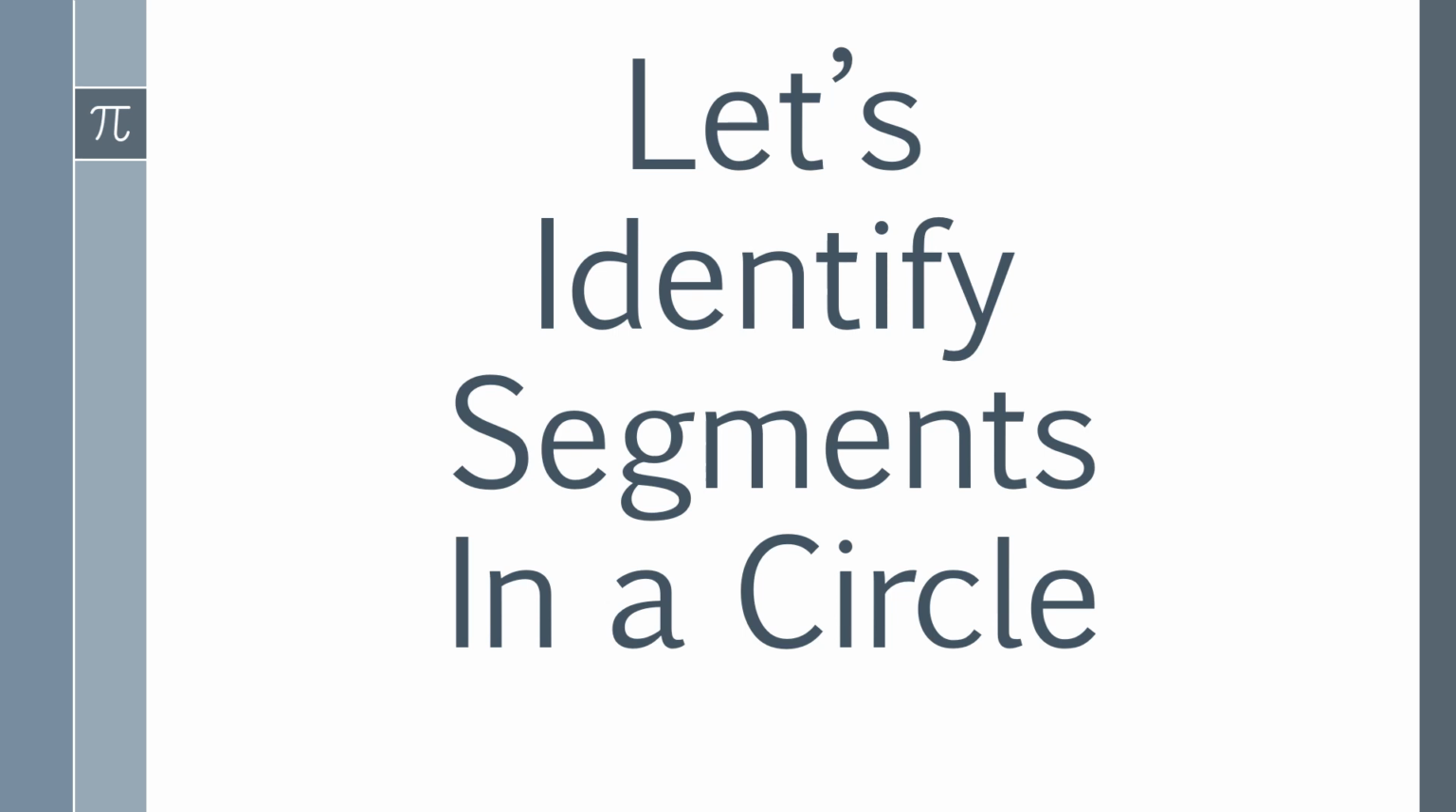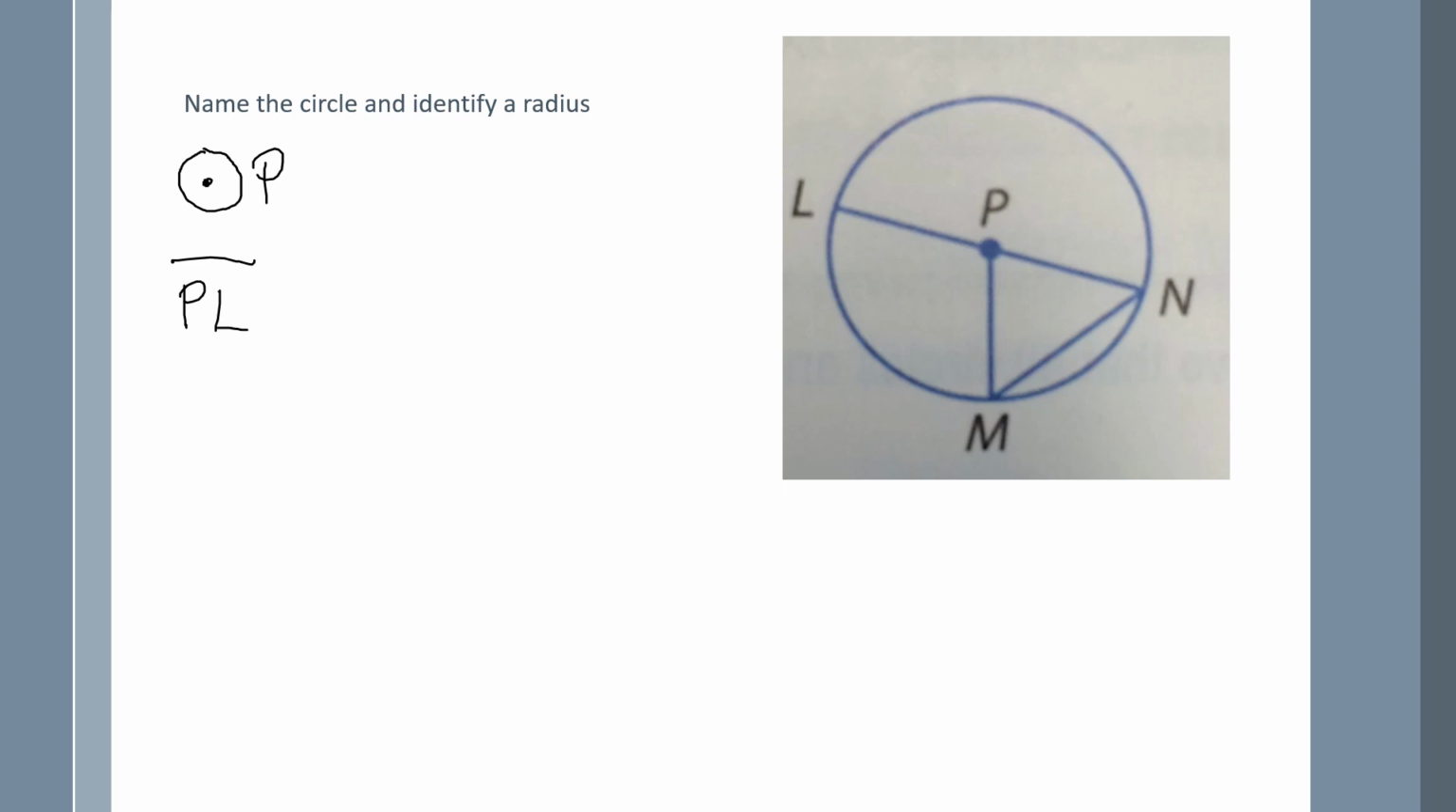Okay, let's identify segments in a circle. We're going to name this circle. That's pretty easy to do. You go to this center point right here in the middle, and we would call this circle P. P is the center of the circle. All the radii in this circle have to have the letter P in them. So when we name these segments, it's pretty simple. I'm going to name all of them: segment PL, segment PM, and segment PN.